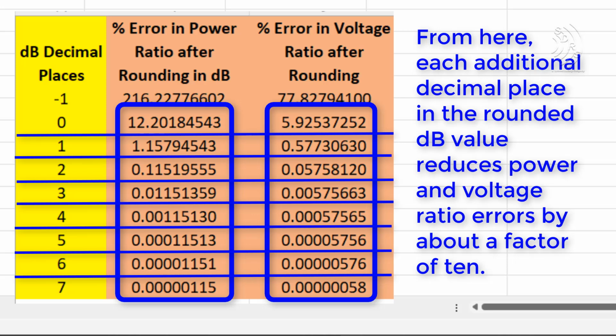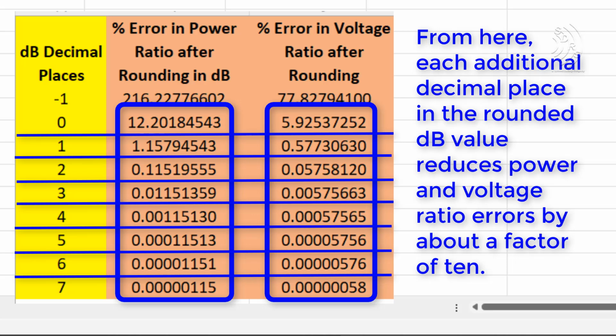Rounding to the nearest tenth of a dB results in a maximum power error of about 1.2% and a maximum voltage error of 0.58%. Rounding to the nearest hundredth of a dB gives a maximum power error of about 0.12% and a maximum voltage error of 0.058%, and so on. For most applications, 1 or 2 decimal places should be sufficient. Few, if any, applications would use more than 2 decimal places, in part because gains and losses of RF components used in wireless systems are rarely specified with such high precision.